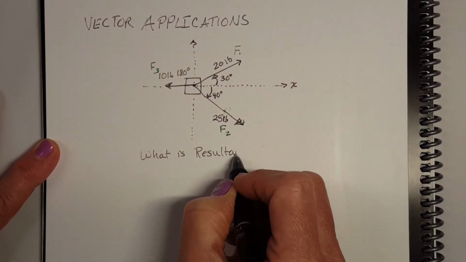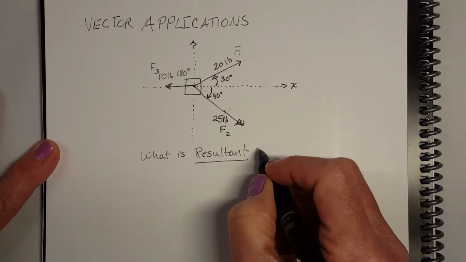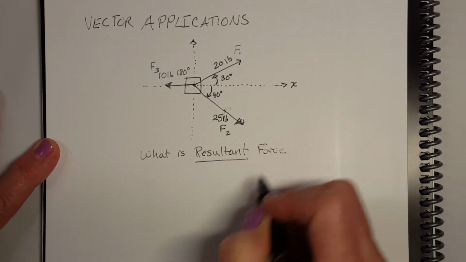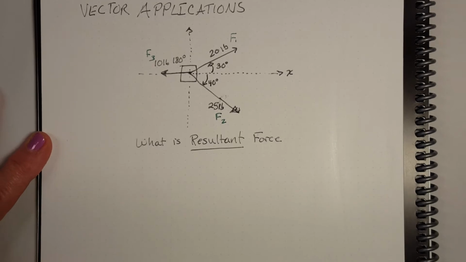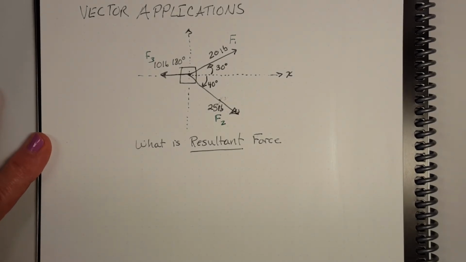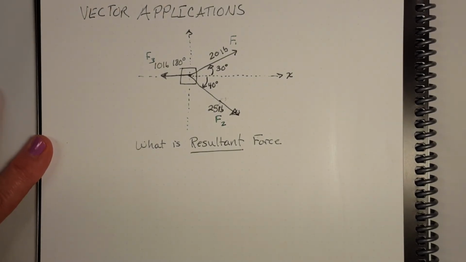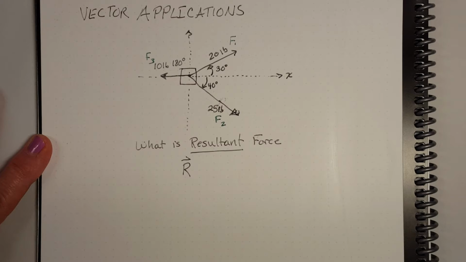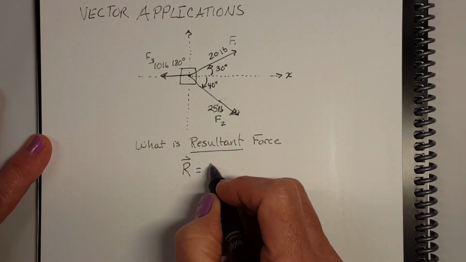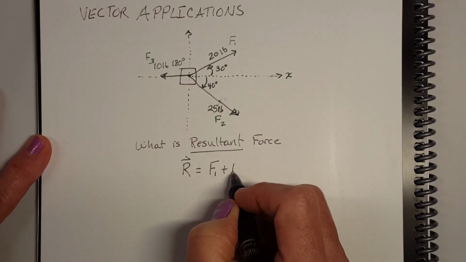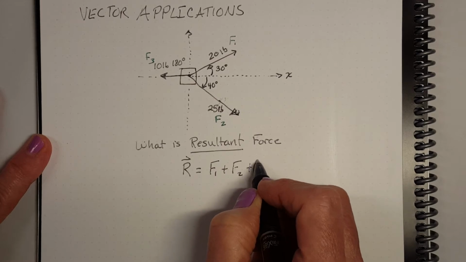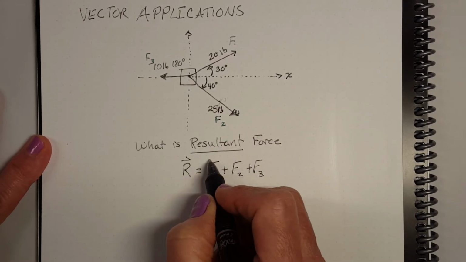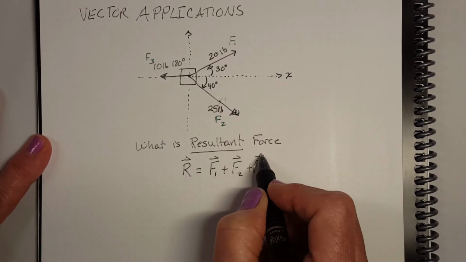Now this word resultant means the sum of all of the vectors. Especially in physics, when we talk about a resultant force, the resultant is the sum of all of the forces. So the resultant, which I'll call R, the sum of all of the forces, is going to equal F1 plus F2 plus F3. And the R is also going to be a vector.